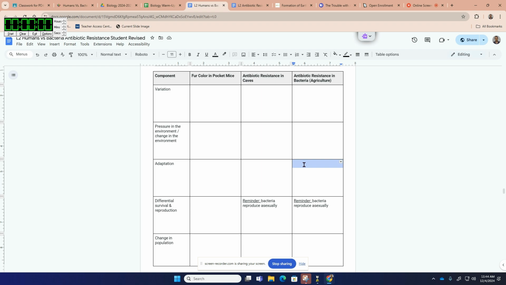And then also on the farms, having resistance is going to help because that's going to help survive the medication that's being given to the animals. Once again, we're talking about the bacteria here.